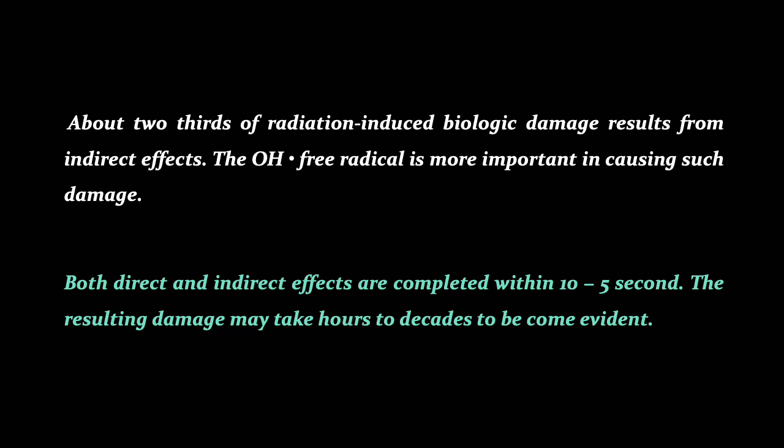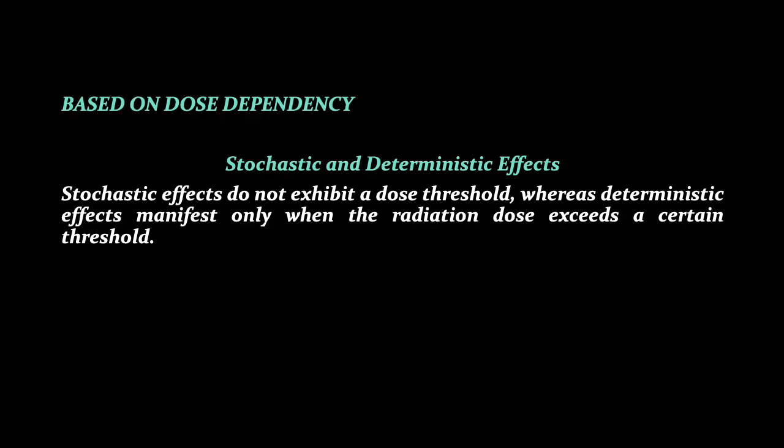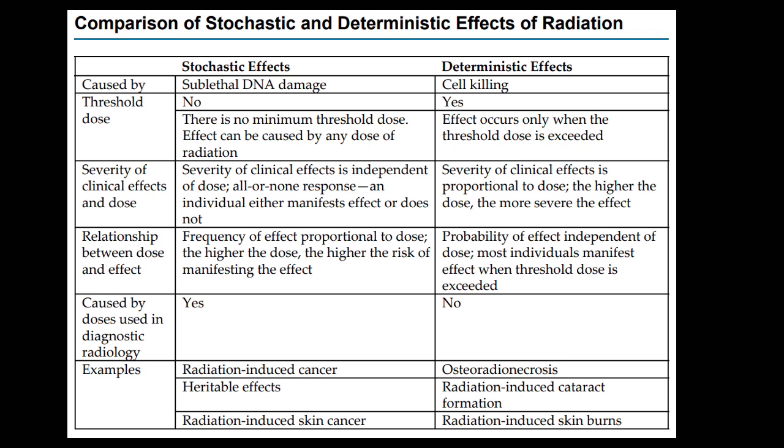Like I said, two-thirds of the radiation damage is from the indirect effect, and it takes just about 10 to the minus 5 seconds for the damage to take place, but then the effects may take hours or decades to become evident. Based on dose dependency, there are stochastic and deterministic effects, and they are determined by the dose usually. Stochastic effects are not dose dependent, whereas deterministic effects are dose dependent. That's how you can keep it in mind: dose and deterministic, D and D.